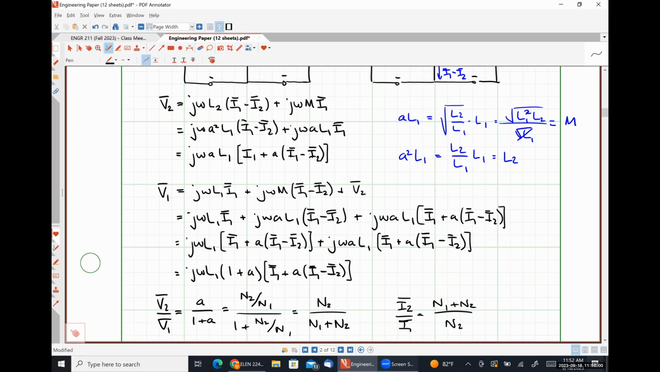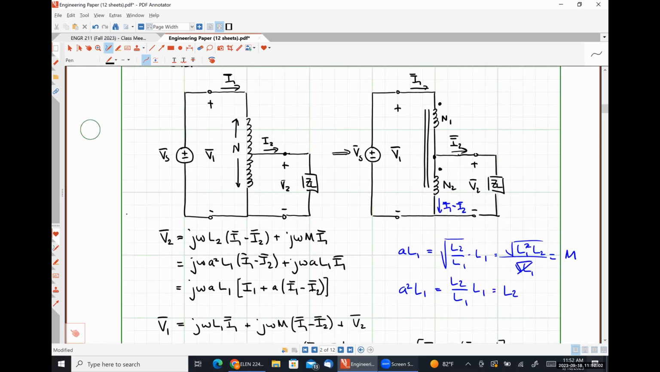A step up autotransformer is the exact same circuit, except that we put our voltage source on this side and our load on this, right? So let me draw it out really quickly.